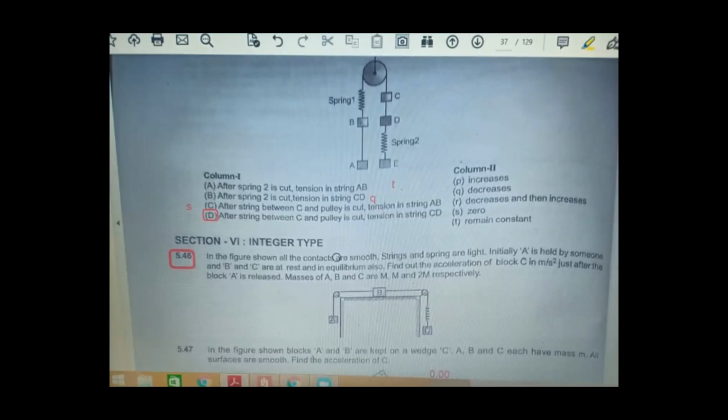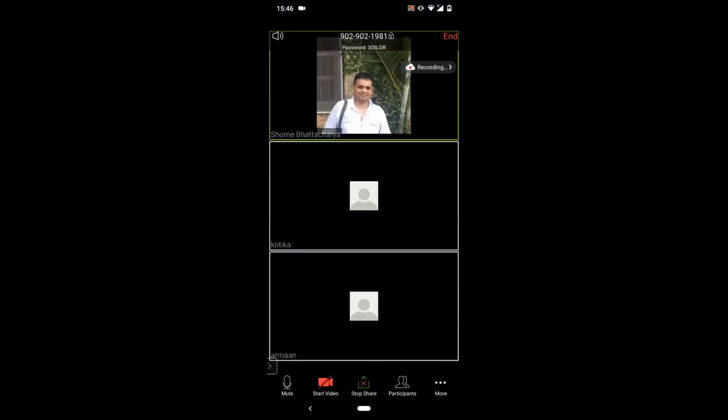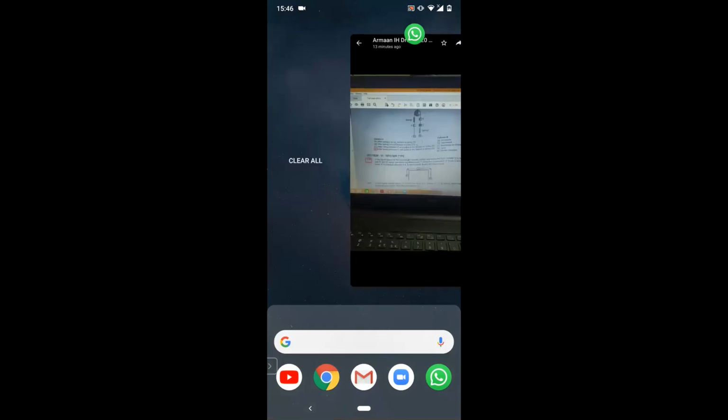Ritika, listen to me. Read the option D. It is clearly saying where it is cut. It is saying it is cut between the pulley and the block C. You're seeing the diagram, no, beta?